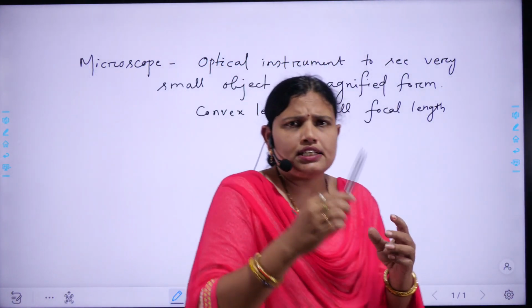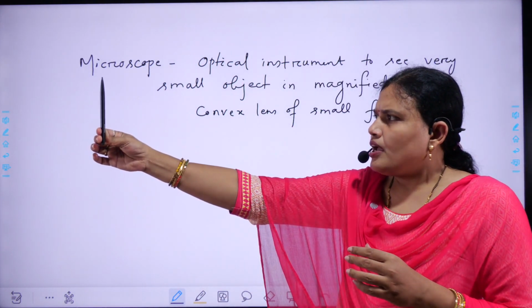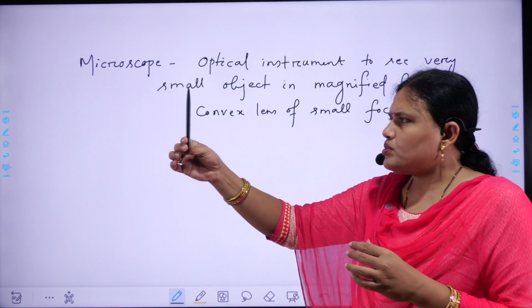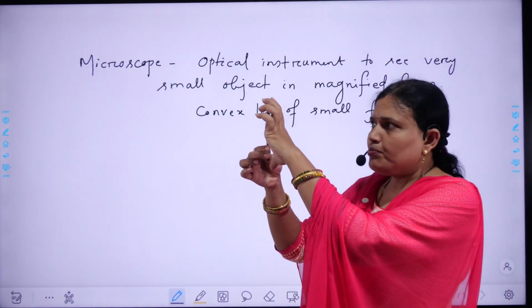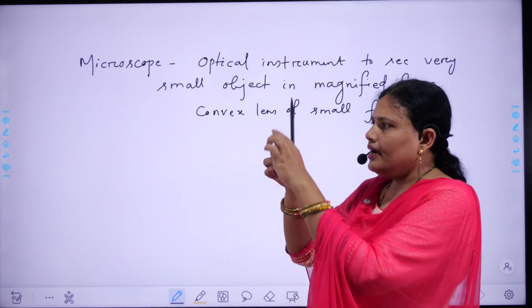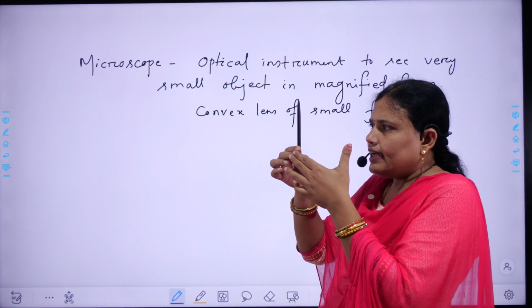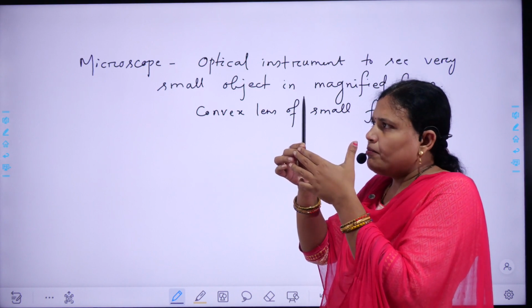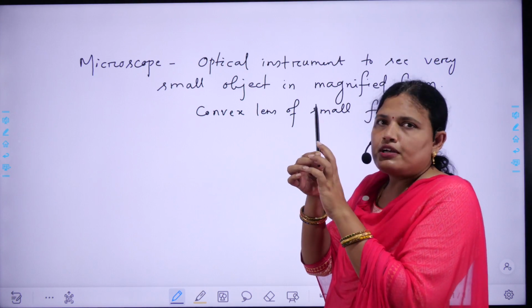So how can we see? Suppose this is an object, and it is at a far point. You go on bringing it closer and closer and closer. Then you can see the size of the object becomes bigger, right? And up to a certain distance it becomes maximally bigger. Then if you bring it closer, it becomes blurred.